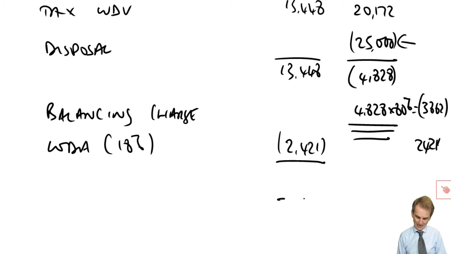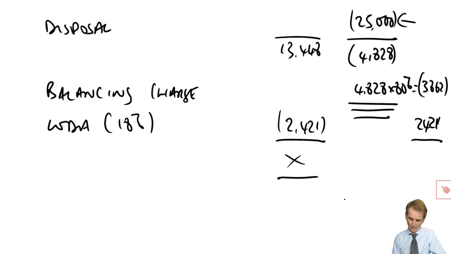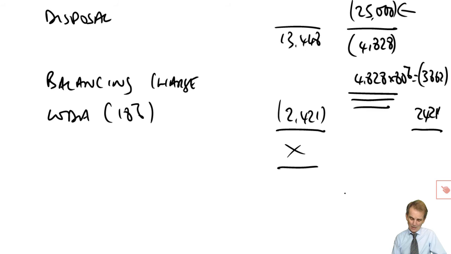£2,421. Again, you get your tax written down value carried forward there to go on to the next accounting period. So what have we got? We've got an allowance available of 2421. We've got a balancing charge of 3862. We set off that charge against the allowance, but as you can see here, that balancing charge is bigger than the amount of writing down allowance available. So we're going to end up with a net balancing charge.